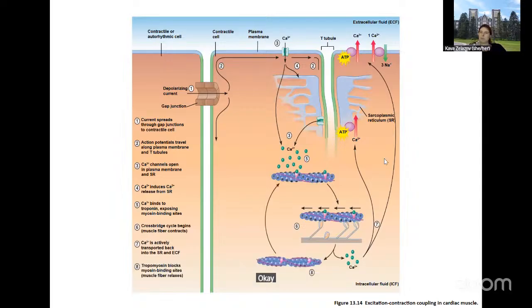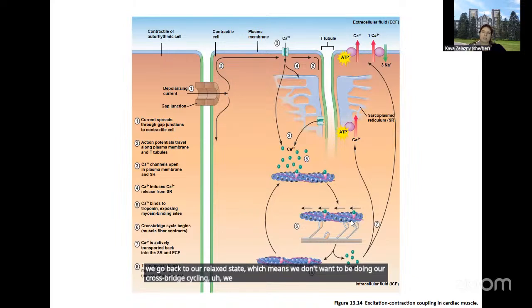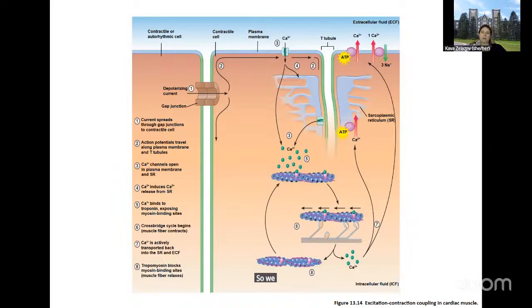Okay. Once the calcium's gone, we go back to our relaxed state, which means we don't want to be doing our cross-bridge cycling. We don't want to be contracting anymore. We want our cells to loosen up. So we close back over to our original state, these actin molecules.